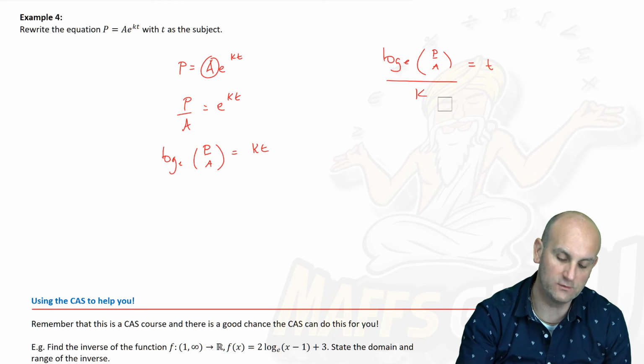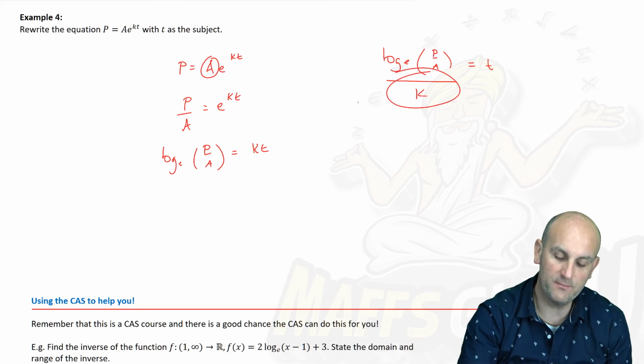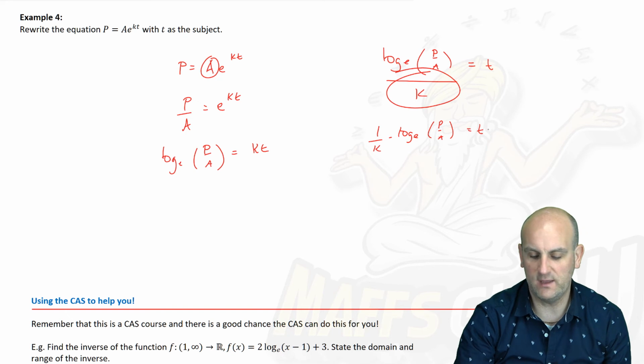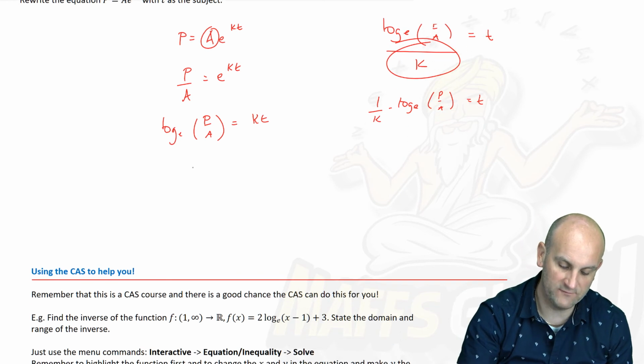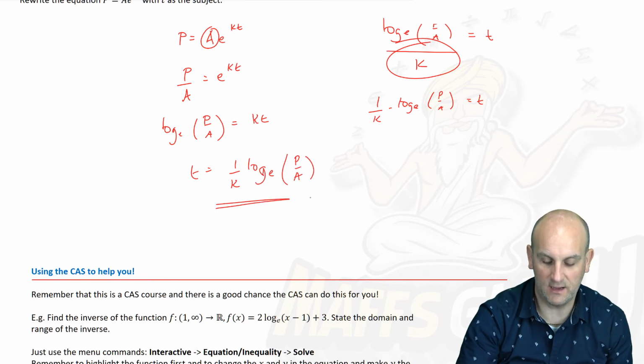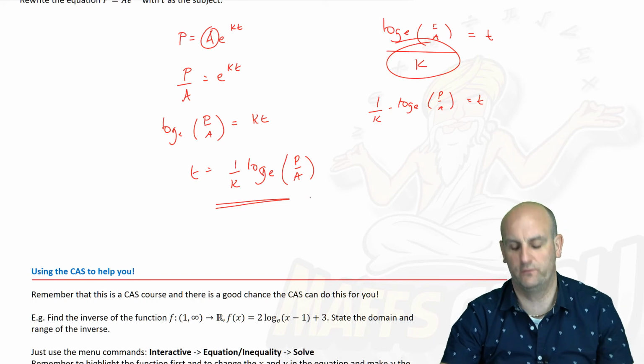But what you can also do is realize that divide by k is the same as 1 on k times log e of p on a equals t. And there we go. That is the answer I would be very happy to see in an exam. Log base e of p on a. There we go, ladies and gentlemen. I have rearranged with t as the subject.